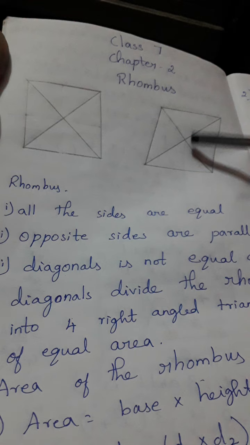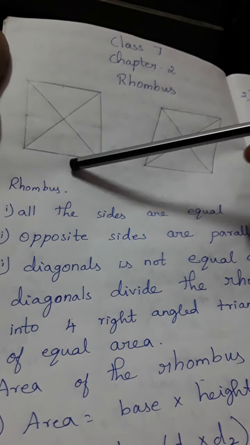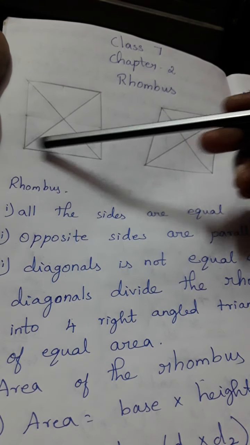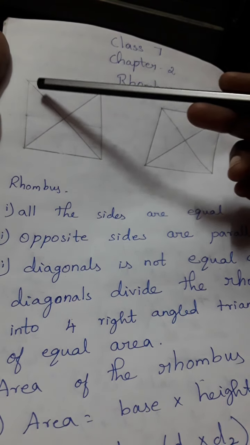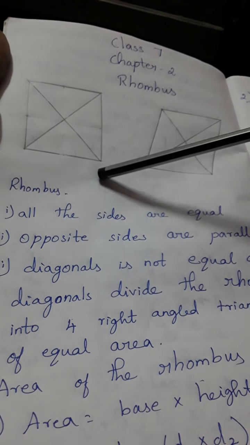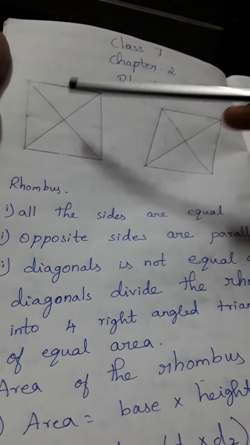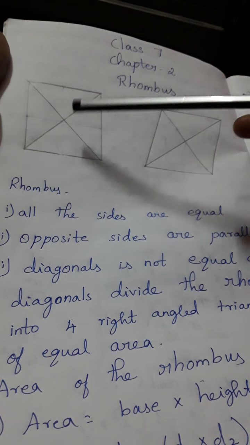In the properties of a square, all the sides are equal and every corner makes 90 degrees. The diagonals bisect each other at 90 degrees. The diagonals are equal. These are the properties of a square.